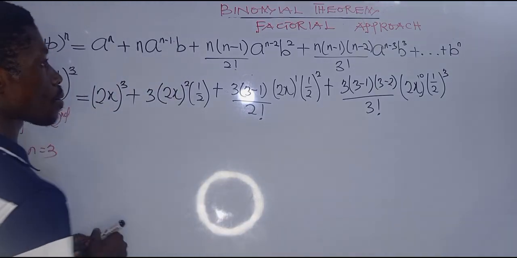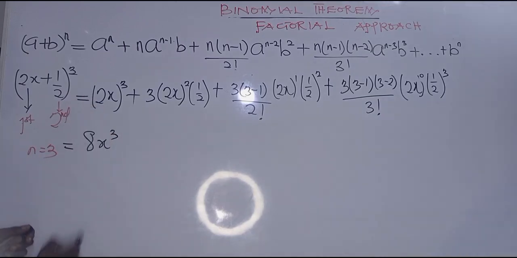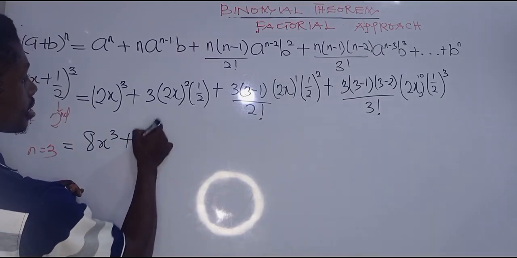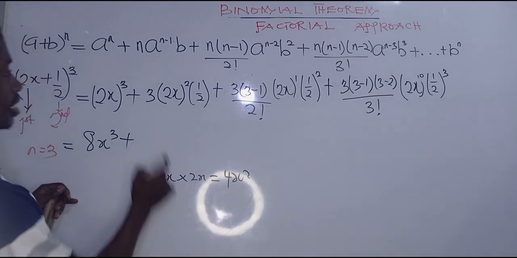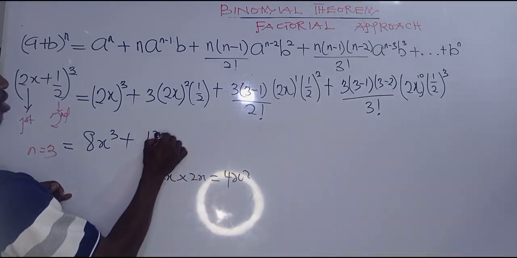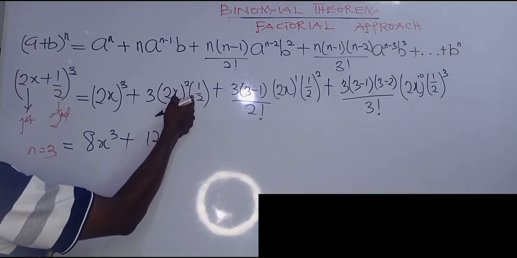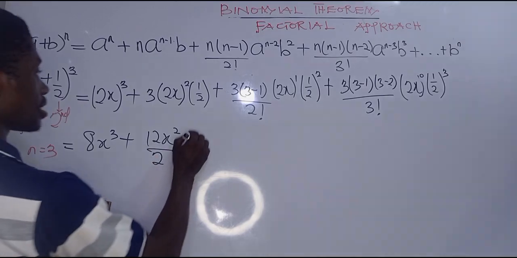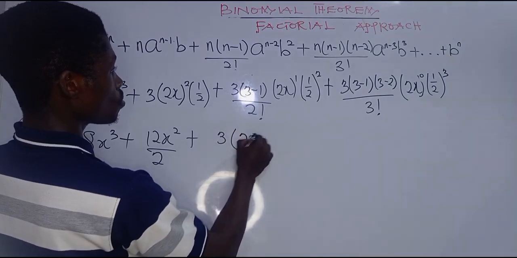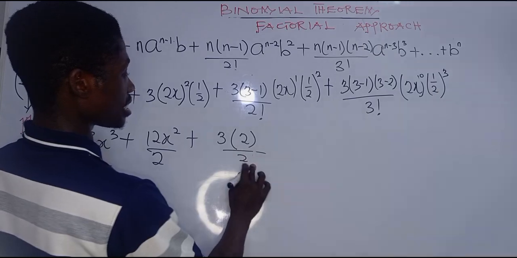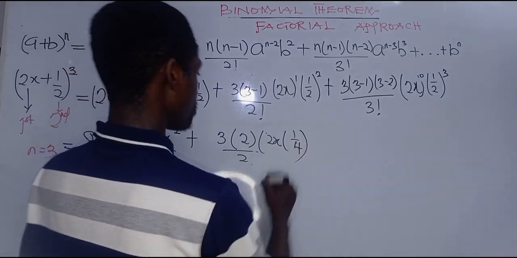So let's simplify. 8x power 3. This will give us 2x times 2x, and that gives us 4x squared, right? So 4x squared times 3 will give us 12x squared. But remember, we are multiplying by half, so you can write it as this. Then we have 3 brackets. This will give us 2 all over 2 factorial, which is the same as 2. And then we have 2x, 1 over what? 4.